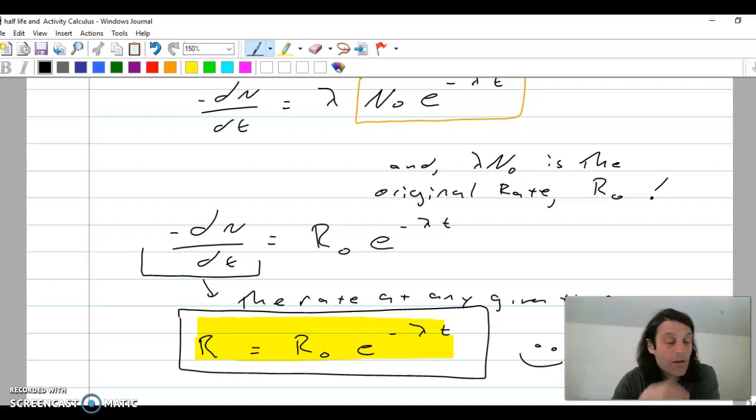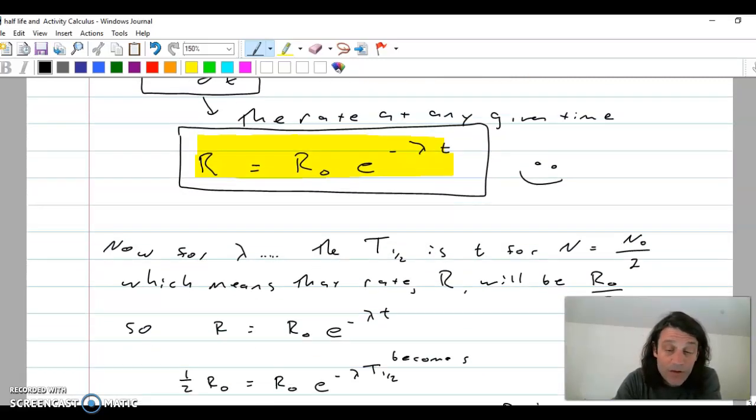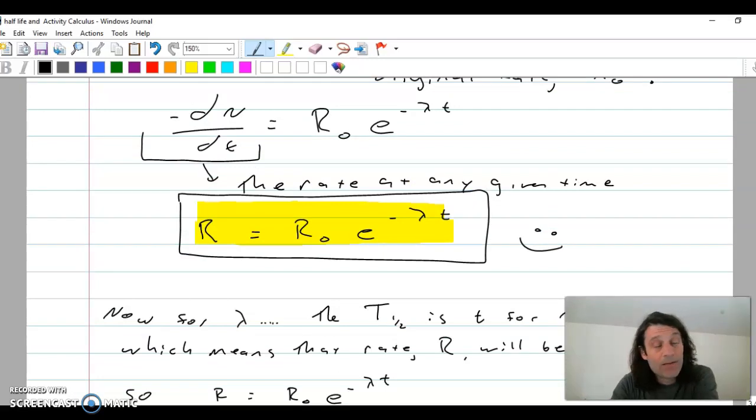That's what R naught is. So this becomes a differential N with respect to time. That's the rate at which it decays. This lambda N naught is what becomes the R naught, times e to the negative lambda t. So the rate at which it decays at any given time is the exact same formula. Just swap out the N's for R's.